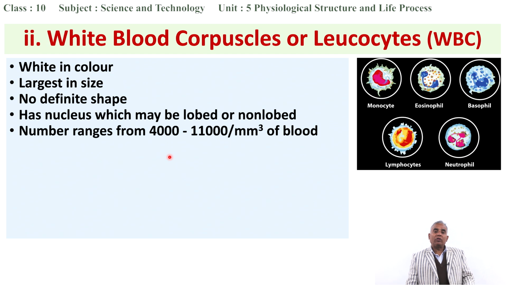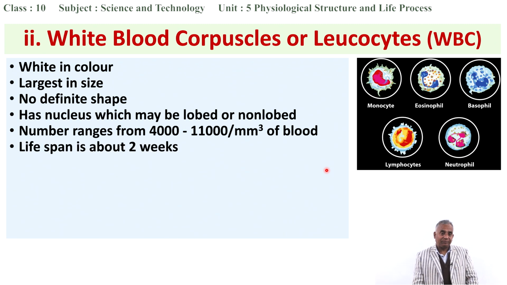Number ranges from 4,000 to 11,000 per cubic millimeter. When a person suffers from a disease, their function and work load increase, so their number also increases. It gives a sign of infection inside our body, which is not seen outside. If there is infection inside, it can be known by the WBC count. If the number is very high for a long time, that is not normal; it is abnormal and the cause of a disease, about which I will inform you.